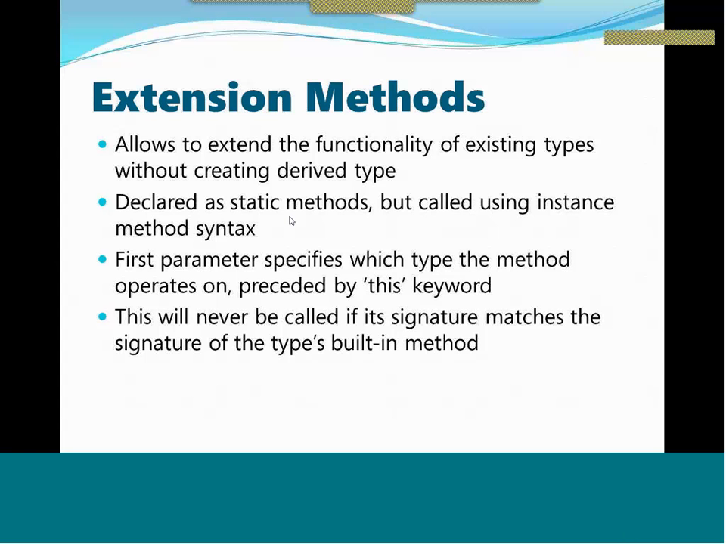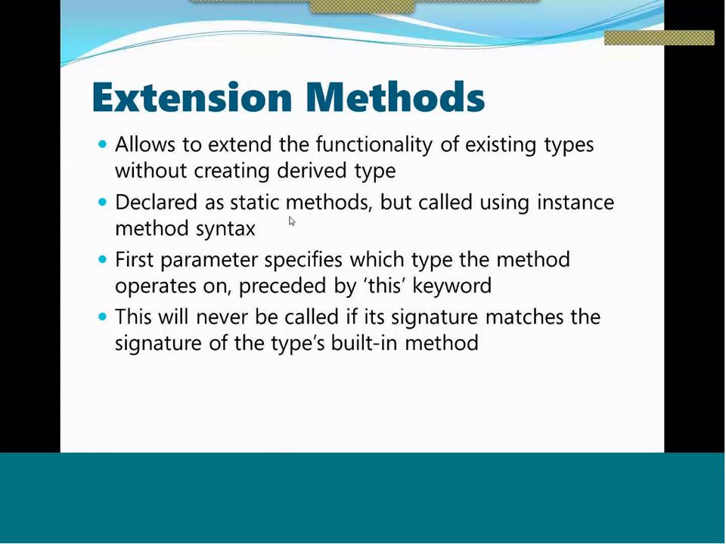There is a possibility that you create a method that has signature matching an existing method within that type, right? In that case, the originally declared method is called and not the extension method. So extension methods are not overriding the implementation of an existing method. We can't do that. In case you happen to create an extension method that has the same signature as a built-in method, the built-in method will be called.